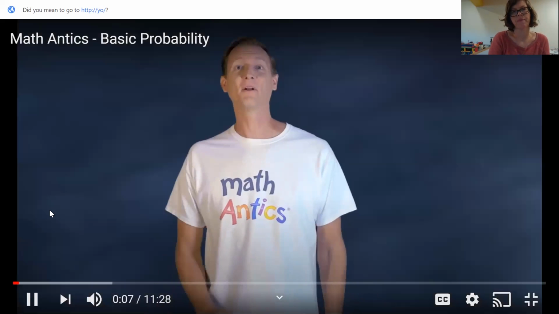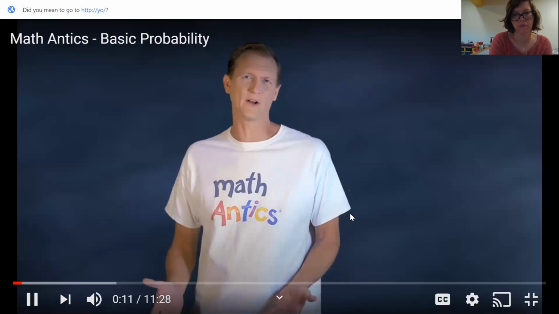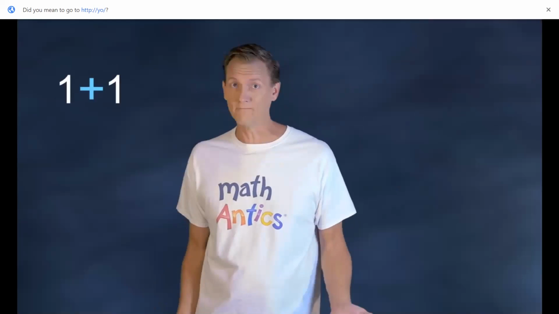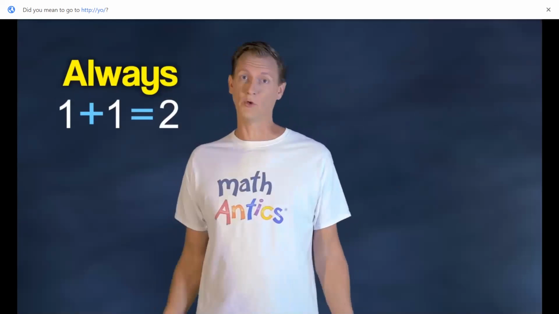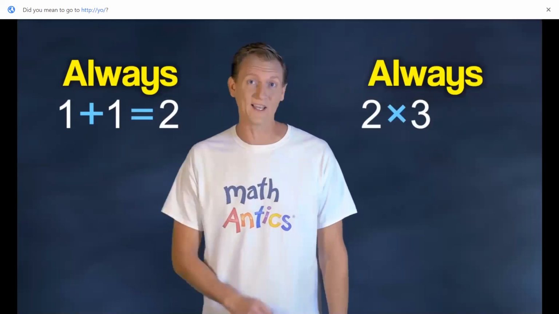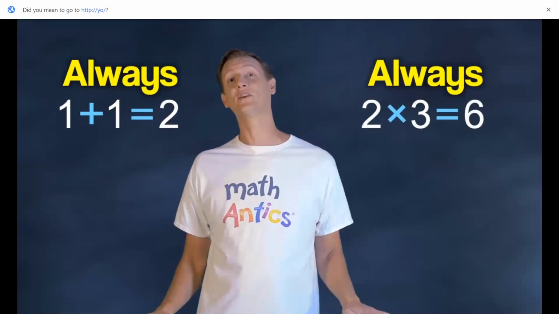Hi, I'm Rob. Welcome to Math Antics. In this video, we're going to learn about how to do math with things that only sometimes happen. They might be likely or unlikely. We're going to learn about probability. Usually in math, we deal with things that always happen the same way. They're completely certain. Like if you add 1 and 1, you're always going to get 2. If you multiply 2 and 3, you're always going to get 6. There's no uncertainty at all.